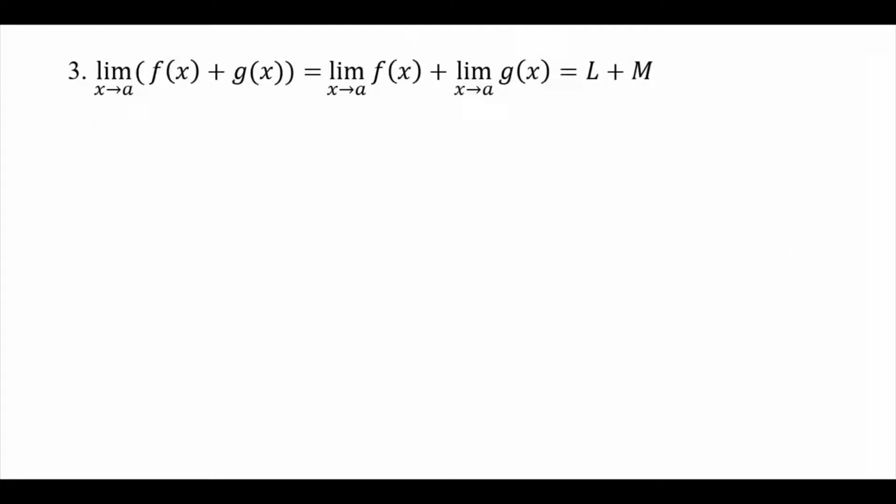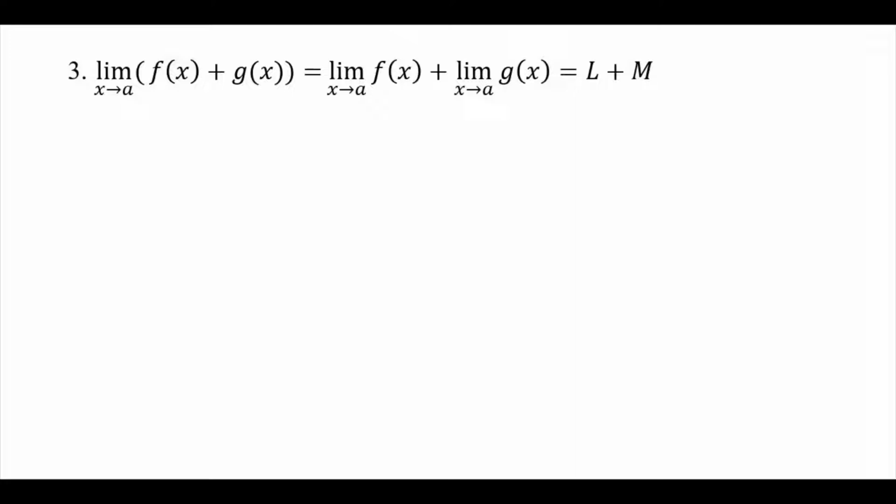Number 3, if you have a limit of two functions added, f(x) plus g(x), as x approaches a, then we can take the limit of each function individually. This applies for all polynomials. If you have a polynomial, then the limit of the polynomial is the limit of each term in the polynomial, and then you add them together.